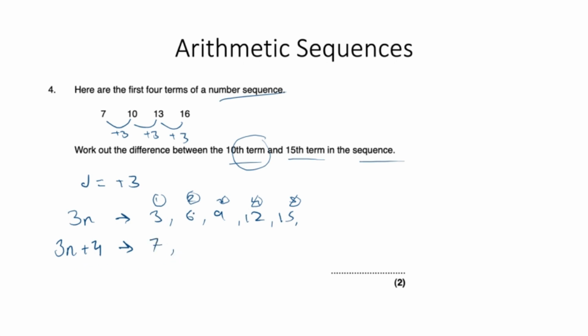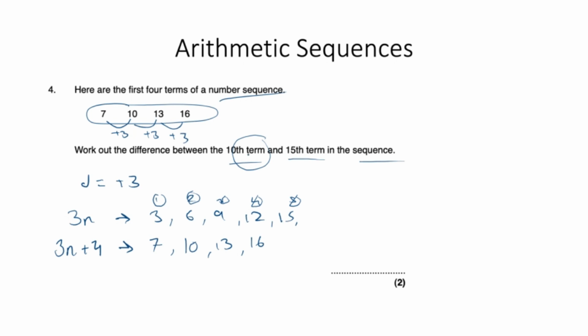If n is 2, then 3 times 2, which is 6, plus 4, will give you 10. If n is 3, then 3 times 3 is 9 plus 4, which is 13. If n is 4, then 3 times 4, 12, plus 4, which is 16. Okay, exactly like this sequence.